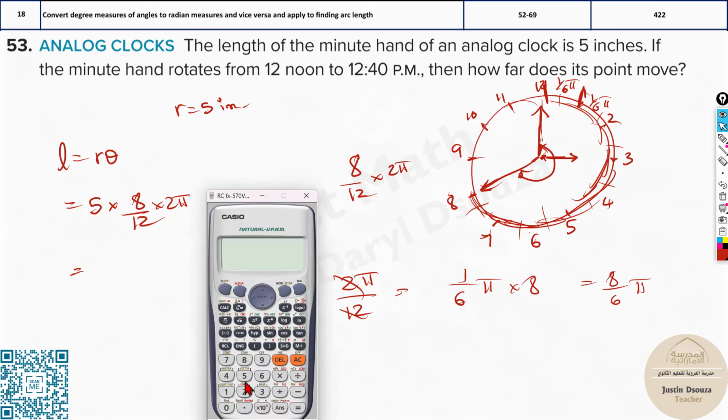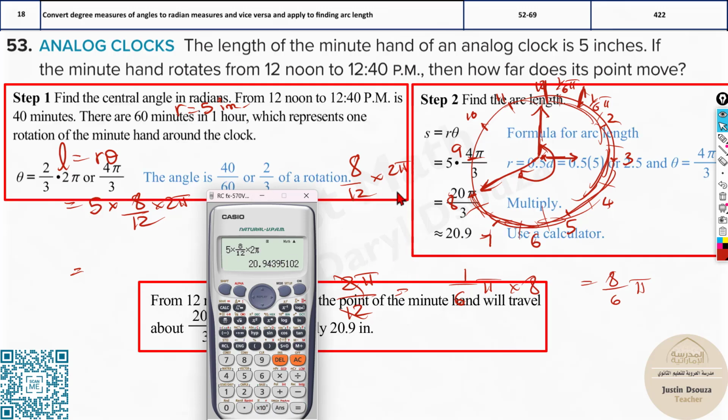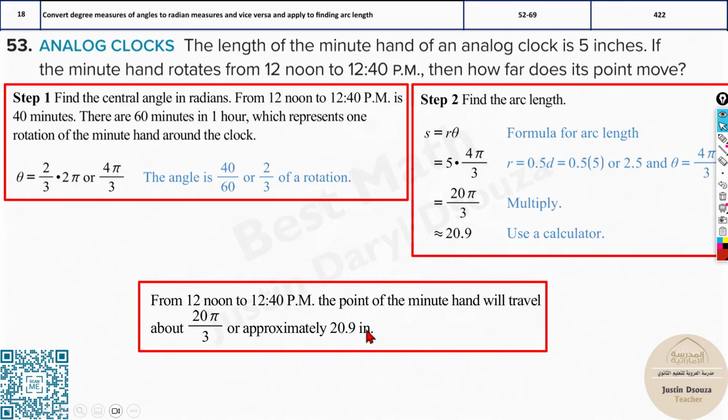All I do is write 5 times 8 by 12 multiplied by 2 pi, shift and the symbol, and you need to press SD. It's 20.94. They have rounded off to the nearest tenth here. They have not mentioned it, but anyway, you can write 20.94 or you can write 20.9. So I hope this is clear.